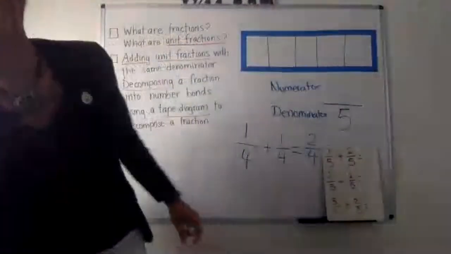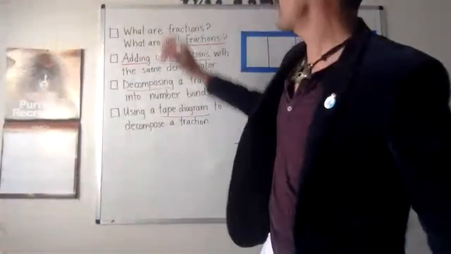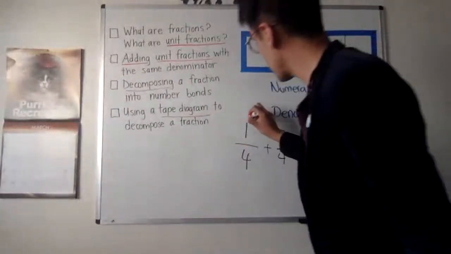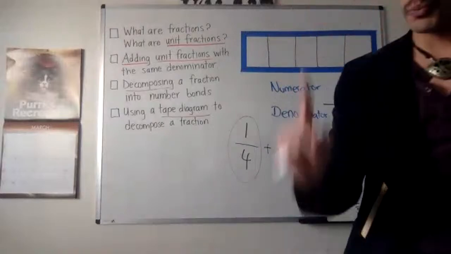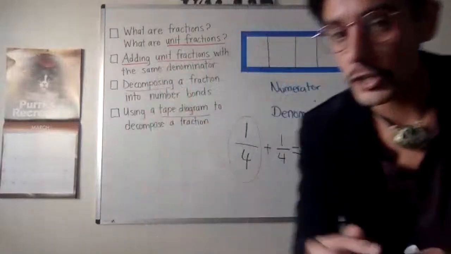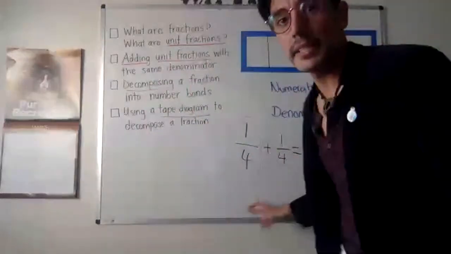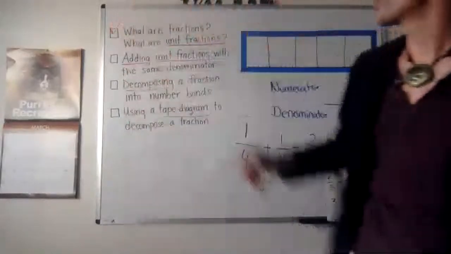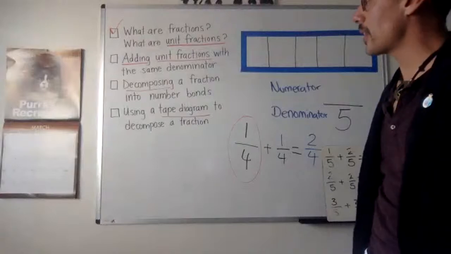So far, we've talked about fractions. And what are unit fractions? Unit fractions, again, guys, is when it's 1 in the numerator. The unit fraction is when it's the 1 piece out of the fraction. Okay, so I'll put a little check on that. Next one, adding unit fractions with the same denominator.